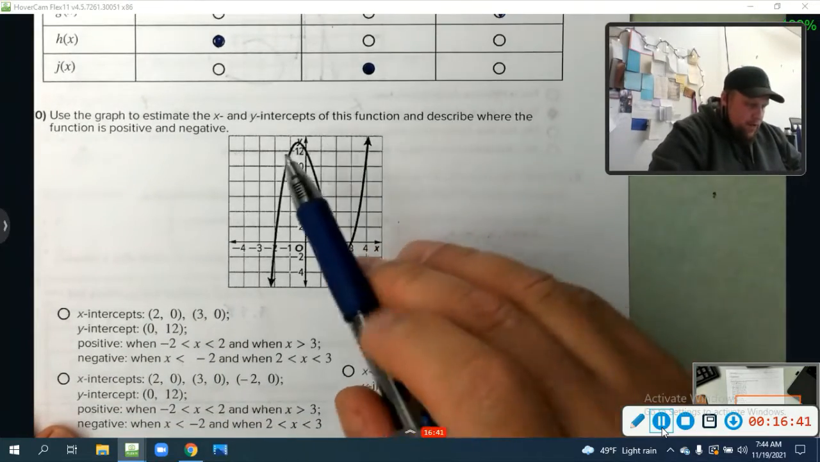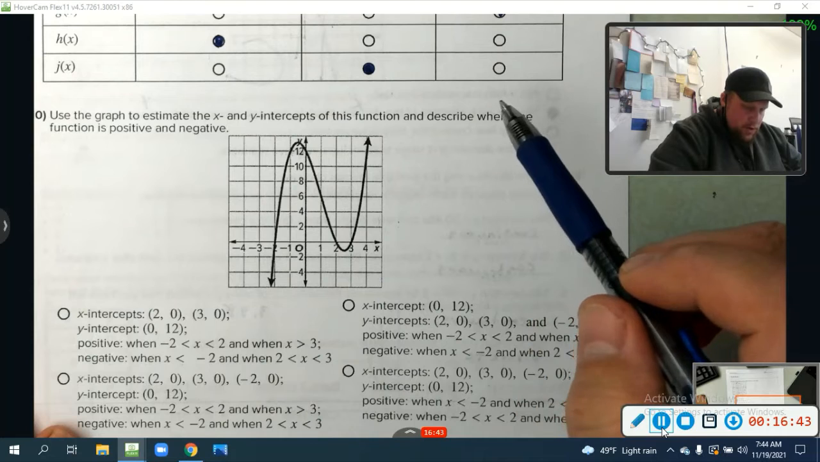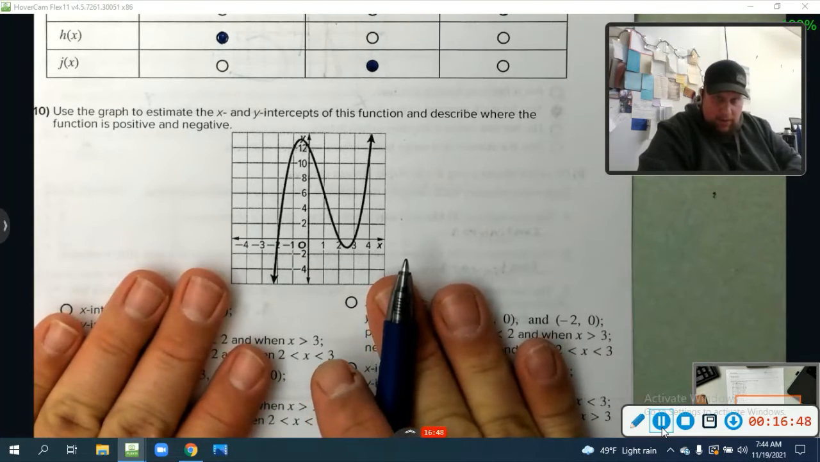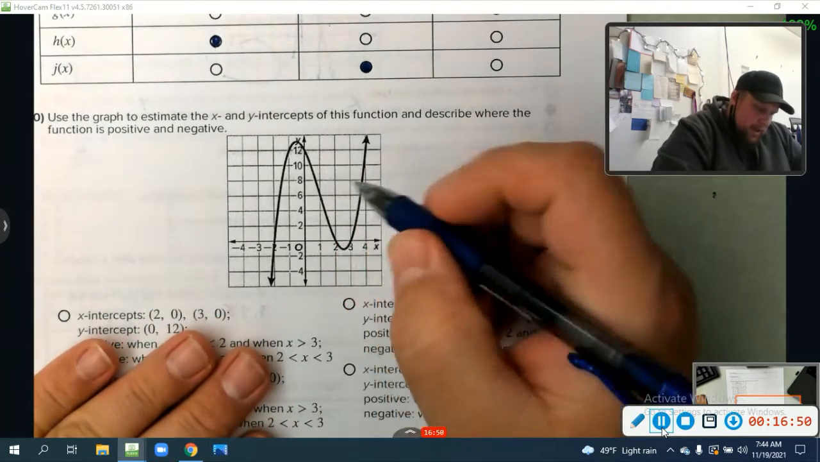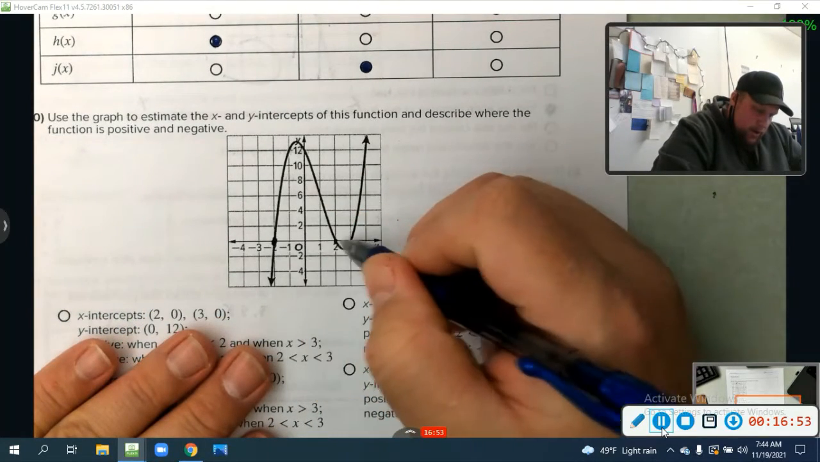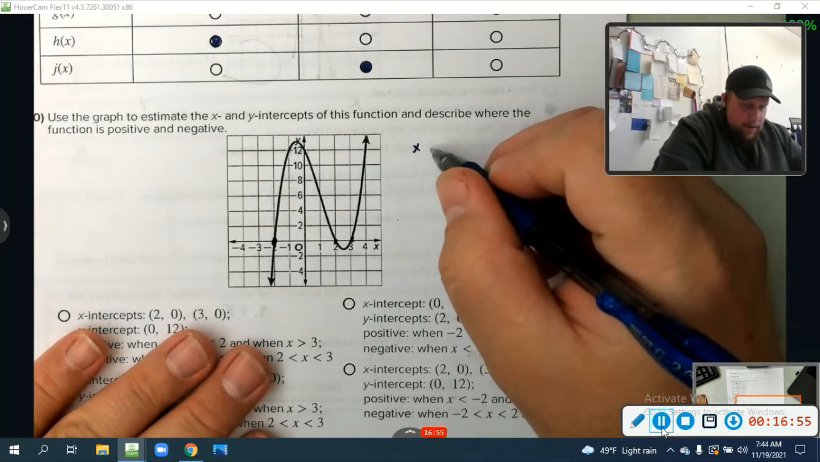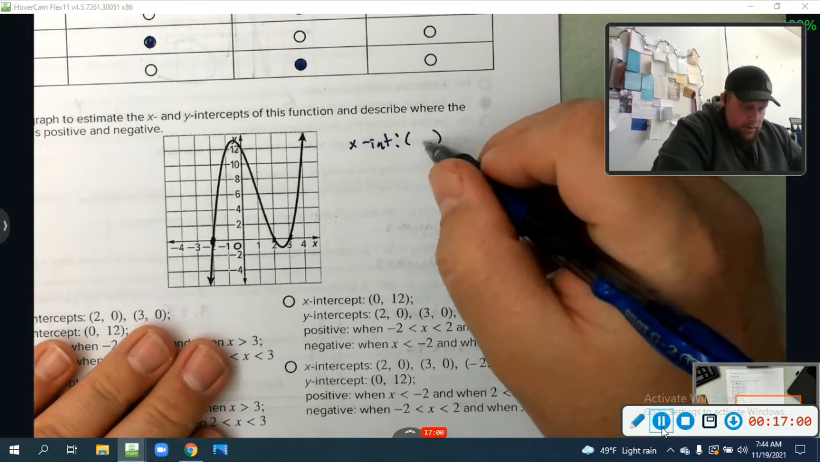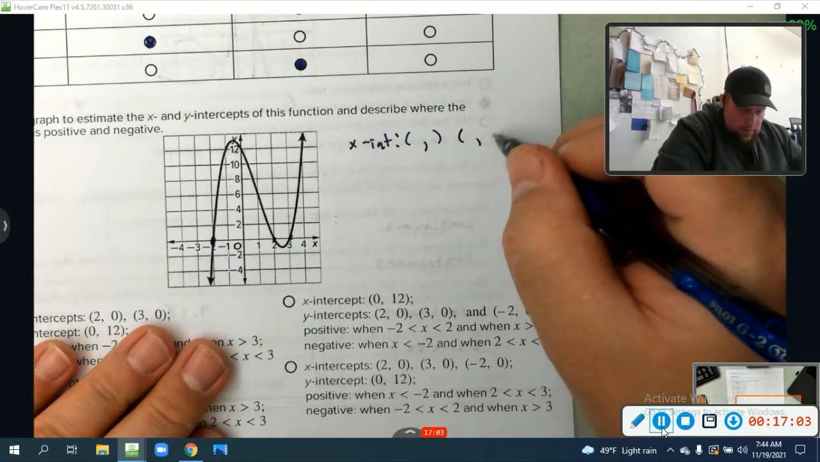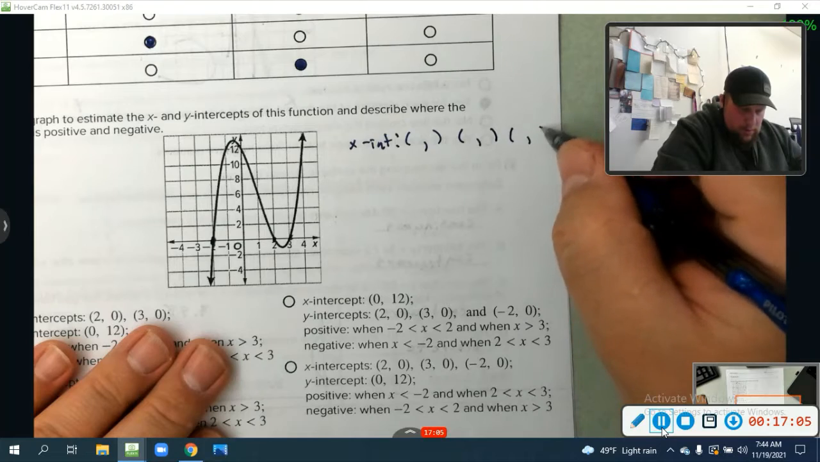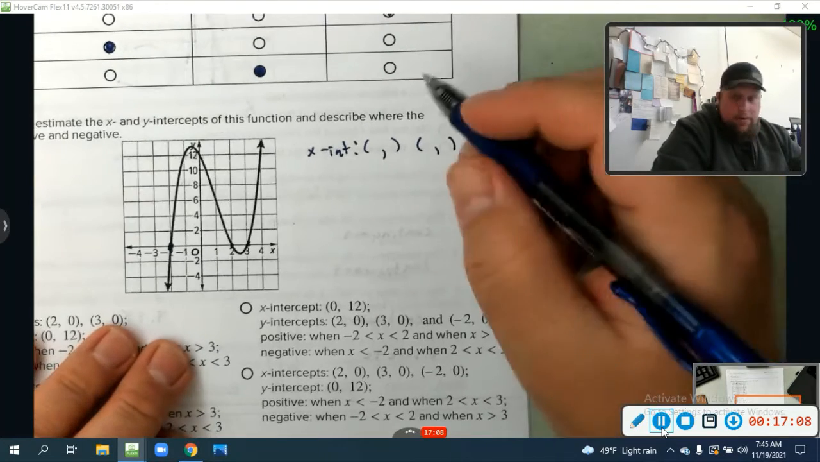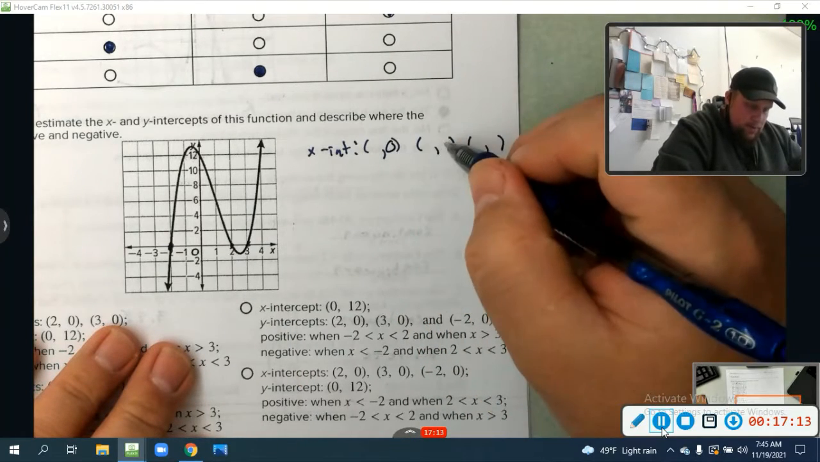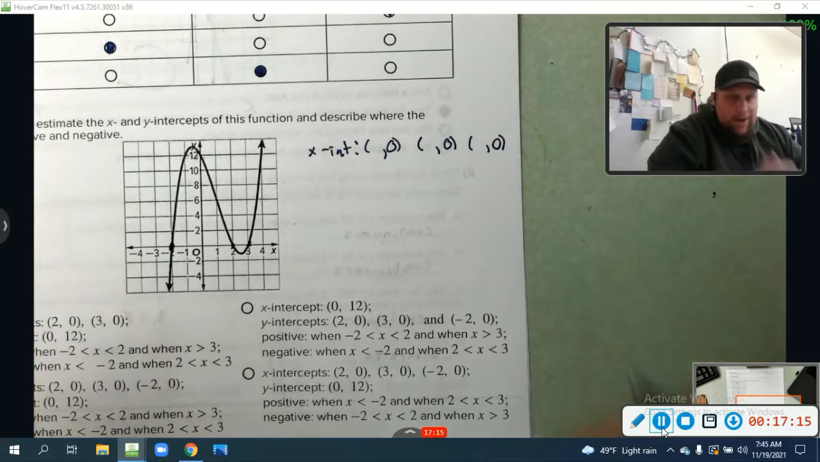Use the graph to estimate the x and y intercepts of this function and describe where the function is positive and negative. All right, so I'm going to do that without looking at these at all. My x-intercepts are right here, here, and here. So I know I'm going to have 3 of them. So I make 3 of the butts, right? And for an x-intercept, where do we put the dimple on the butt? Well, we know y is 0, so put the dimple on the right cheek. That's just how I think of it.